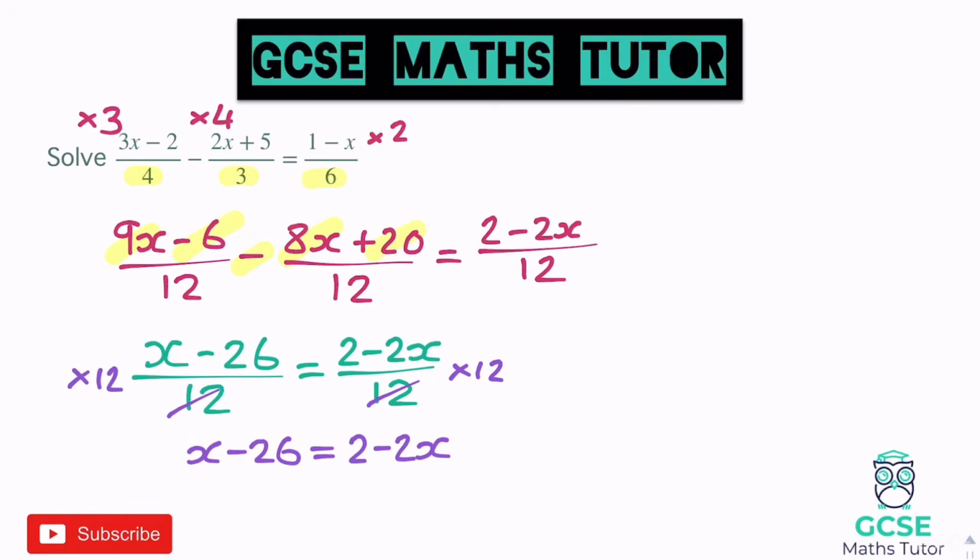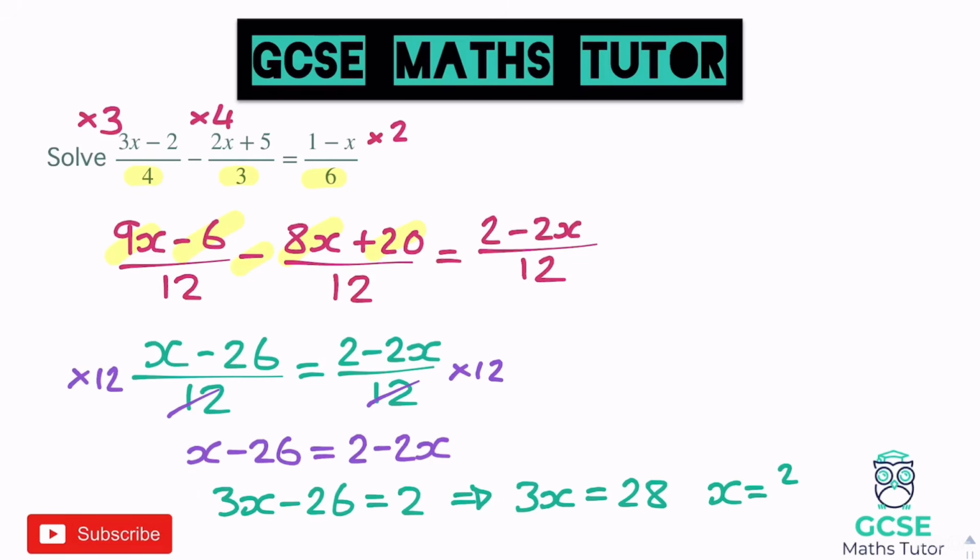We can just go and get the x's on one side. So if we add 2x to both sides, we get 3x minus 26 equals 2. Now we can add the 26 to both sides, so add 26 to both sides, we get 3x equals 28. There we go, and now we can solve that, okay, by dividing both sides by 3. And if we divide both sides by 3 now, we get x equals 28 over 3. Okay, so obviously we've got the answer 28 over 3 now.